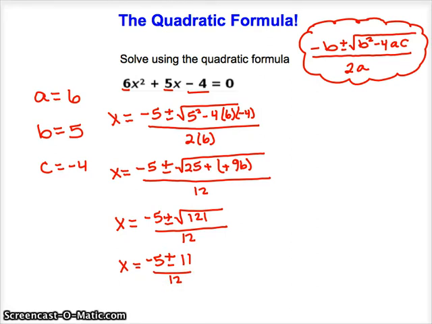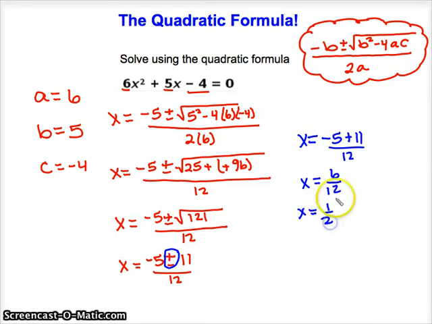Now, this is where the plus or minus comes in. I'm going to have two situations. One where I add 11, the other where I subtract 11. So watch. I say x equals negative 5 plus 11 divided by 12. Well, negative 5 plus 11 is 6 divided by 12. That's 1/2. So one solution is x equals 1/2.